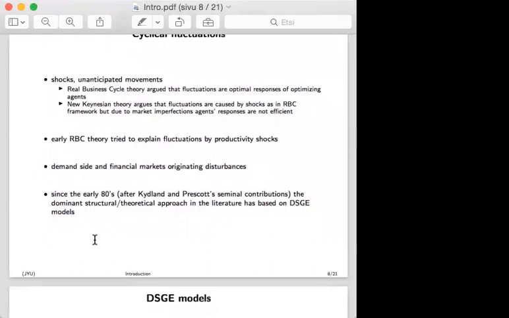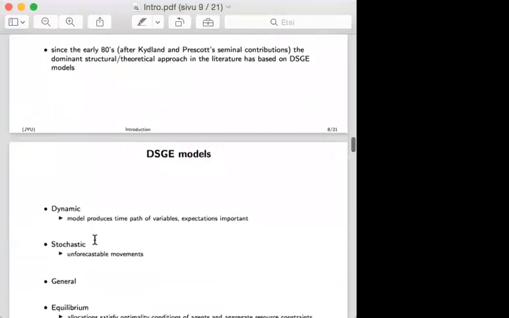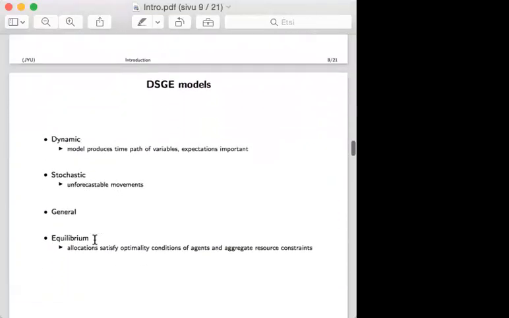But although this early real business cycle theory has lost its explanatory power during recent decades, it still plays the ground for DSGE models that are still used these days. So what are these DSGE models? They are dynamic in a way that these models produce a time path of variables. They produce a time series for variables.